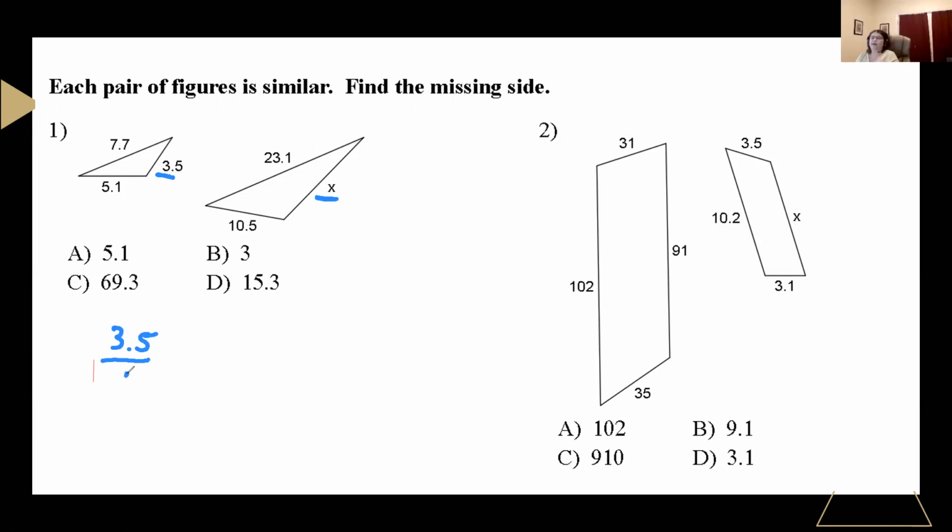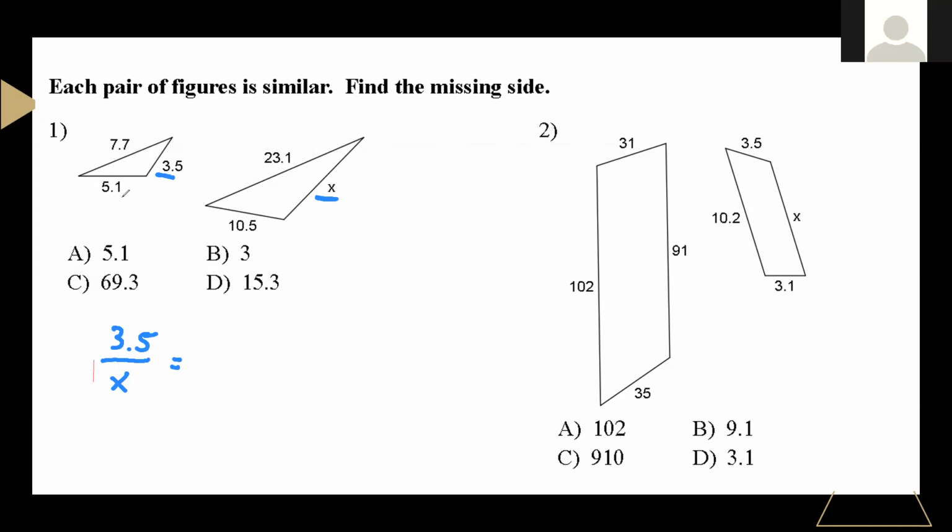3.5 over x, because these two match. Now I only need to find one other pair. I don't need both pairs. I just need one other pair. So what number from here do you want to use?